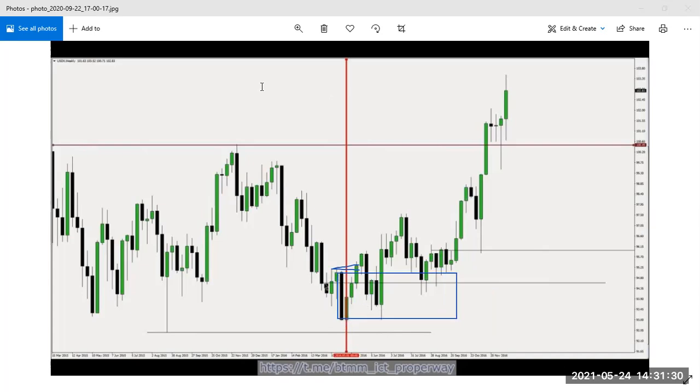Then price made the higher high, then higher low in the order block. Sorry, the higher low is, yeah. Then price breaks market structure here. Where's the new order block? It is this one here, the last down candle. And then on the same level as this order block is also the monthly order block.